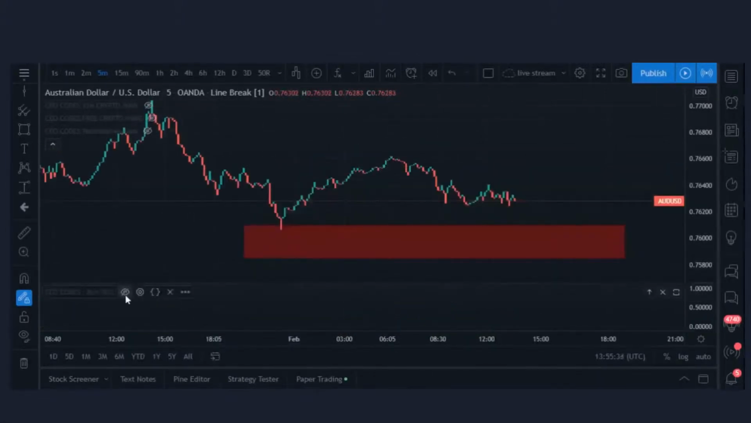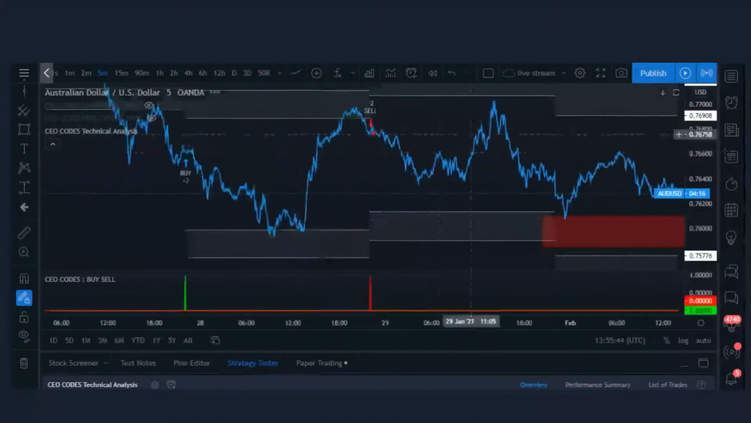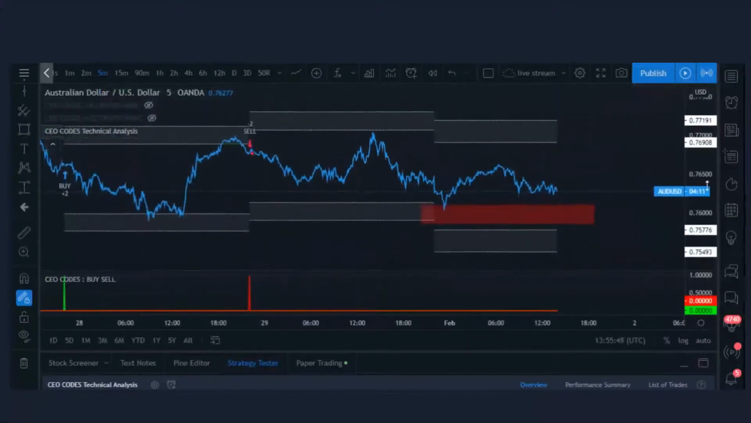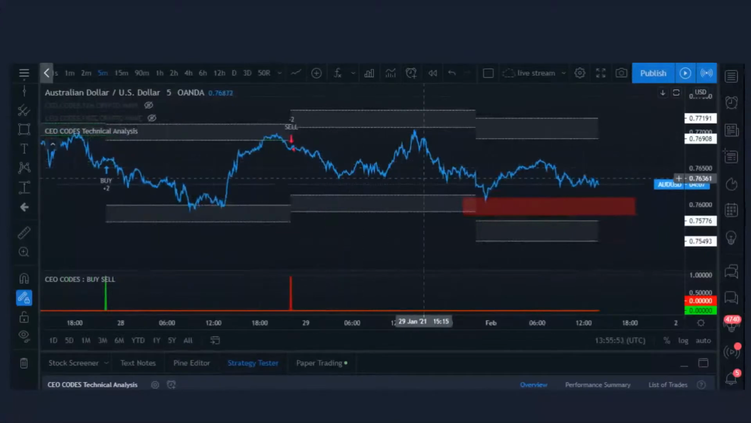to our chart. We can see here, oh my god, look at the Australian dollar. As I said, always look for the previous level. Always look for the previous level.